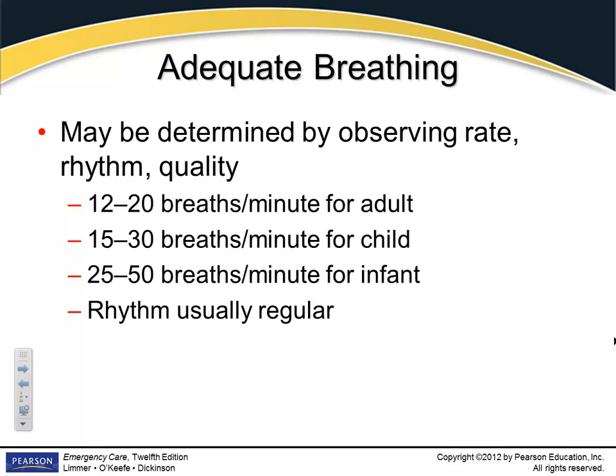The rhythms are usually regular. My respiratory rhythm is irregular because I'm trying to talk and breathe at the same time. If I had a head injury, I might have irregular respirations. If I had something called DKA, which we'll talk about later, I might have abnormal respirations. If I was FTD, which is if I was fixing to die, I might have agonal respirations, which are irregular and very slow. Otherwise, they're pretty much regular.